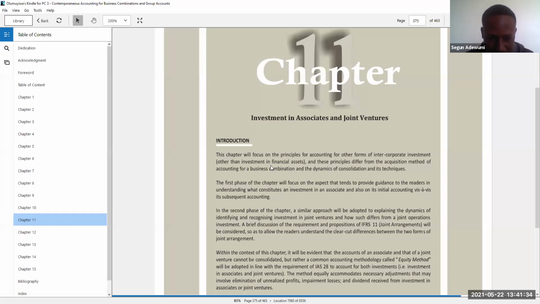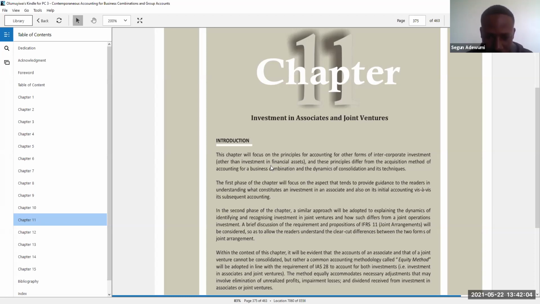In the second phase of this chapter, a similar approach will be adopted to explain the dynamics of identifying and recognizing investment in joint ventures and how such differs from a joint operations investment. A brief discussion of these requirements and propositions of IFRS 11 joint arrangements will be considered so as to allow the readers to understand the clear-cut differences between the two forms of joint arrangements.